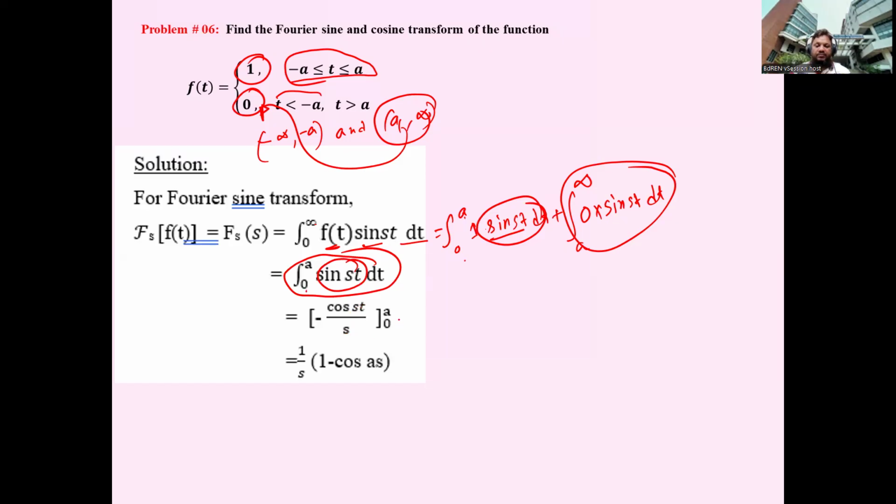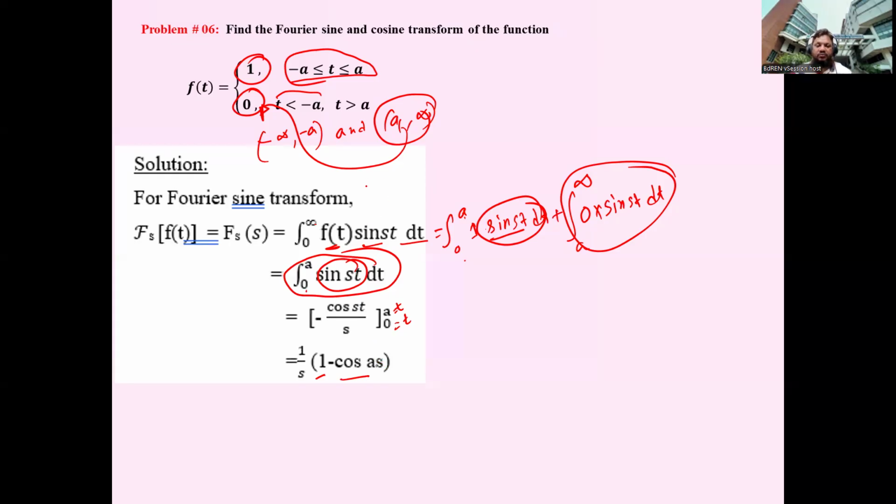Now put the value of t equal to 0 and t equal to a. If we take t equal to a, we can write 1 by s cos as, t is a. So cos as minus cos as by s. If we take 0, cos 0 is 1, and minus minus will be plus 1. That's why we write here 1 minus cos as. So this one is the Fourier sine transform.